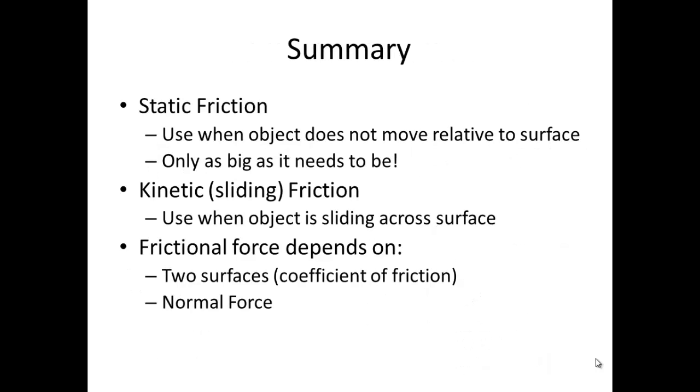So, a quick summary here: we found that there are two types of friction, static friction and kinetic friction. We use static friction when the object does not move relative to the surface, and it is only as big as it needs to be. So we have the equation that has this less than or equal to sign. Be careful, it's a common mistake to just solve for the static frictional force and use it in a problem when what you may be solving for is the maximum, and at a particular point in time it doesn't actually apply the maximum static frictional force.